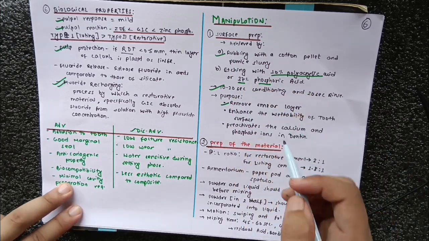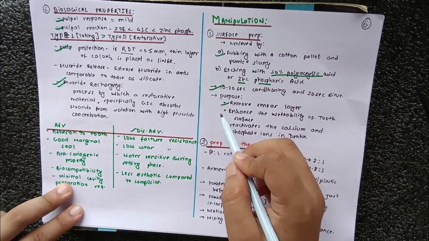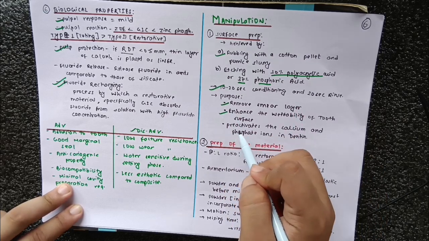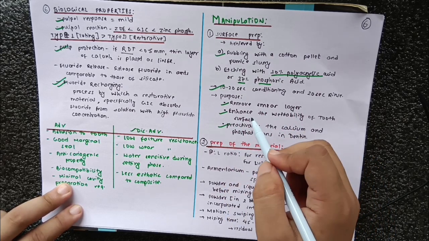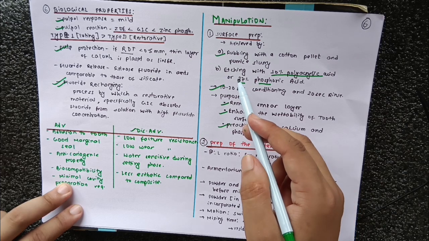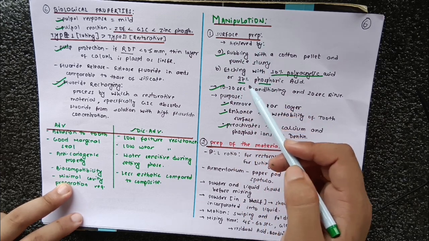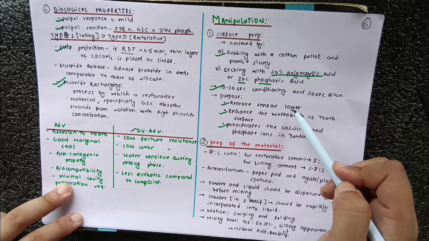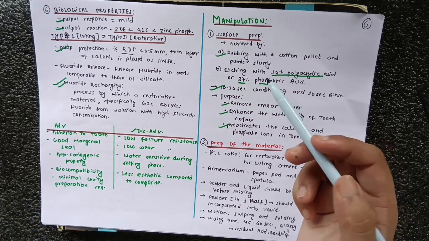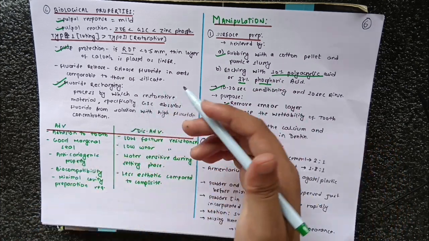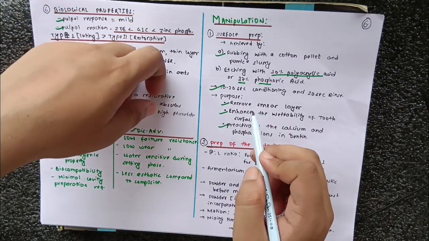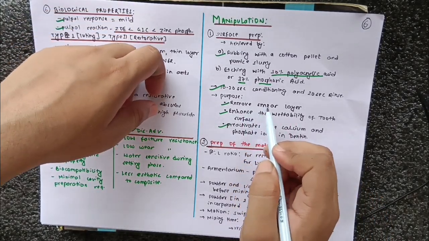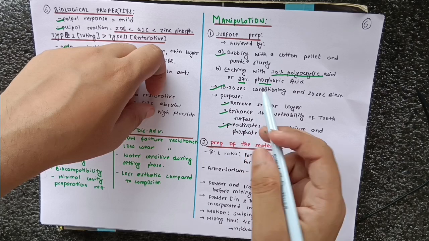So to remove the smear layer, enhance the wettability of the tooth surface, and similarly pre-activate the calcium and phosphate ions in the dentin. So you can say those are the purposes of etching or the surface preparation. Remove the smear layer. So the smear layer is that layer that is formed during the cavity preparation. That smear layer is removed by this etching.